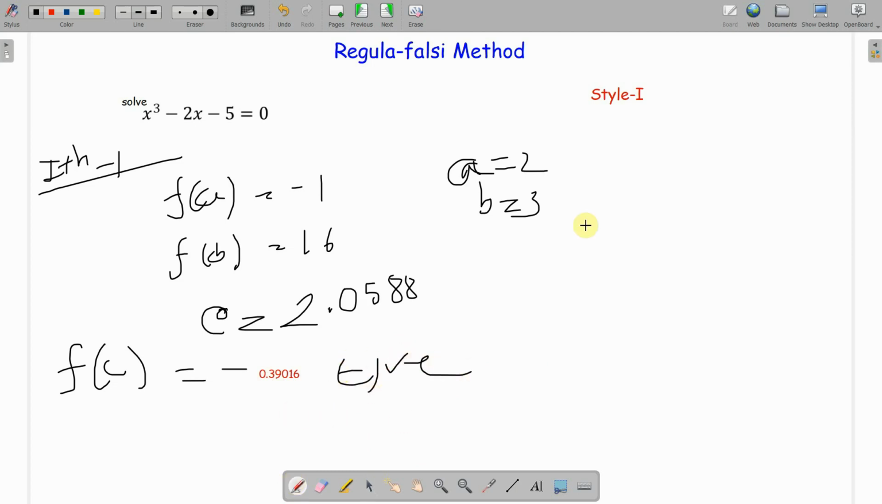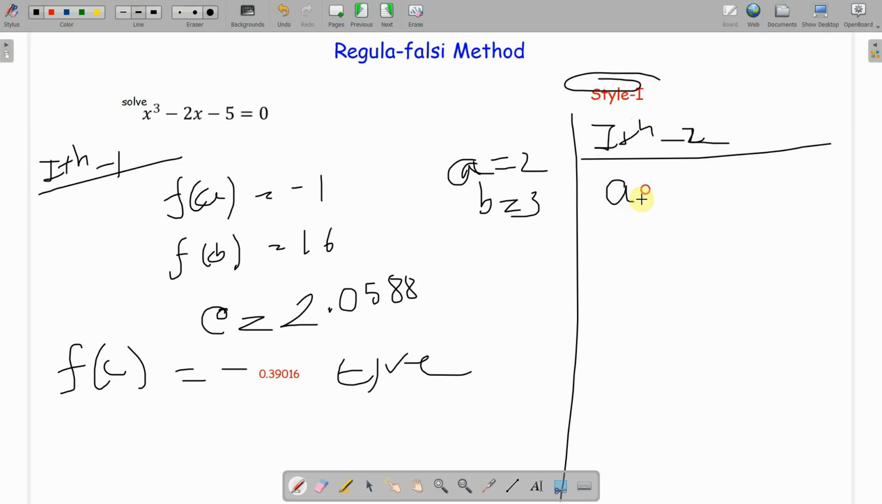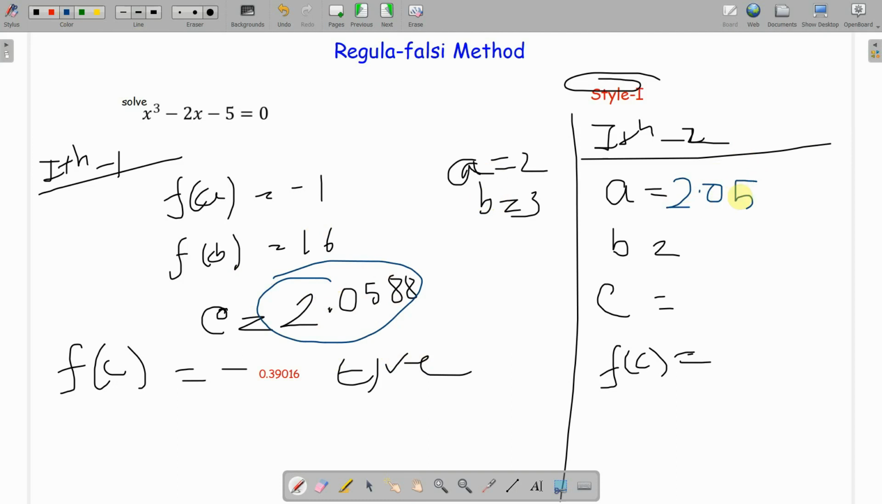Okay, so for iteration 2, what would be the A value, what will be the B value, then what will be the C value? Find me the FC value. A value, it's coming negative, so what will be the A value? This one, 2.0588. B value will be 3. So your root lies in between 2.0588 and 3. The C value you are getting?